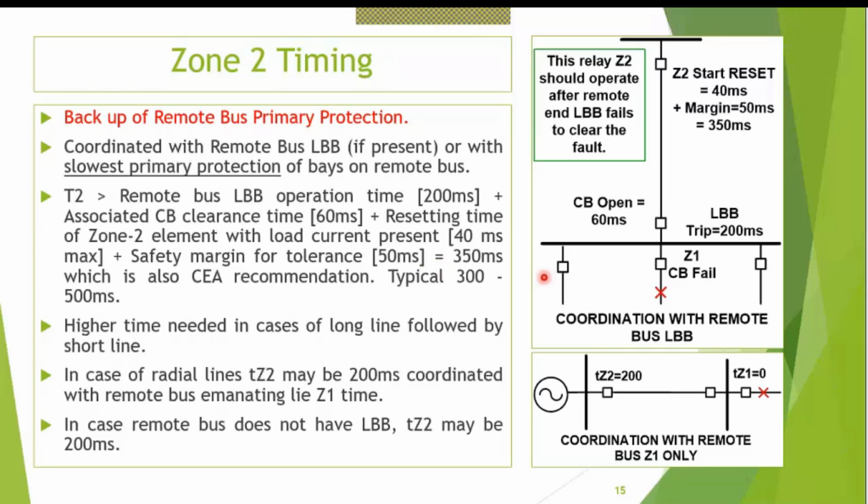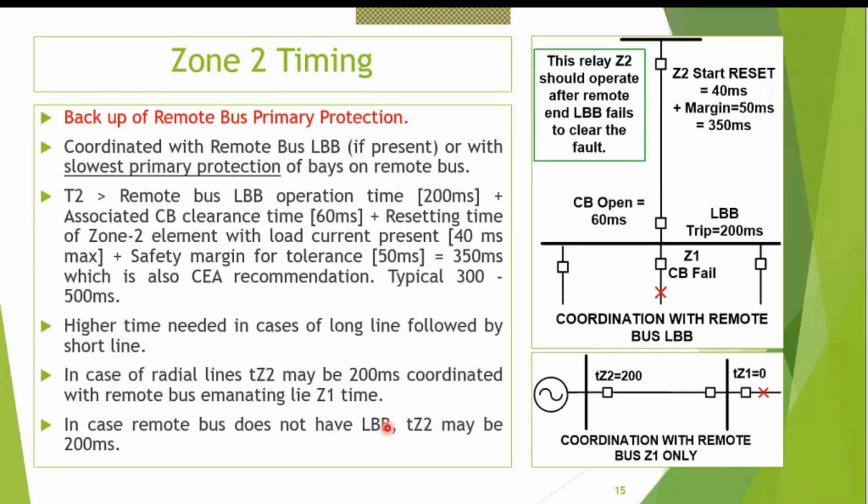Now if you do not have LBB protection in the remote bus, then you can reduce it to maybe 200 milliseconds. In case of radial lines, where you don't have LBB protection, zone 2 may be coordinated with the remote bus zone 1 time. If you don't have LBB, then you need to coordinate this one with zone 1 of this, provided no overlapping takes place. So that is this 5th point over here. And higher time is needed in case of a long line followed by a short line, which I have already discussed.